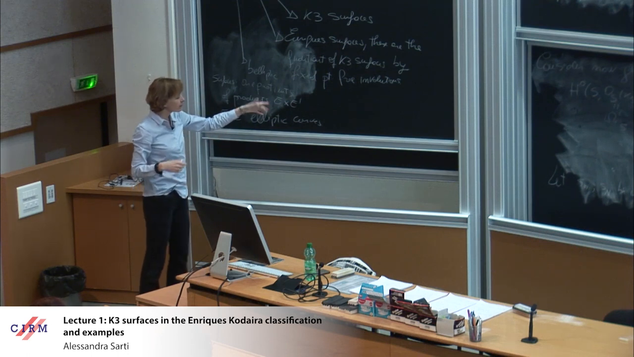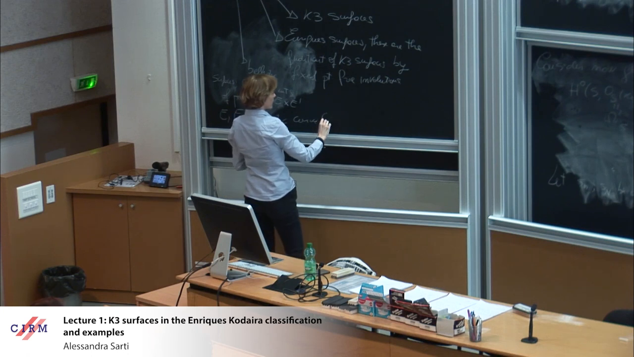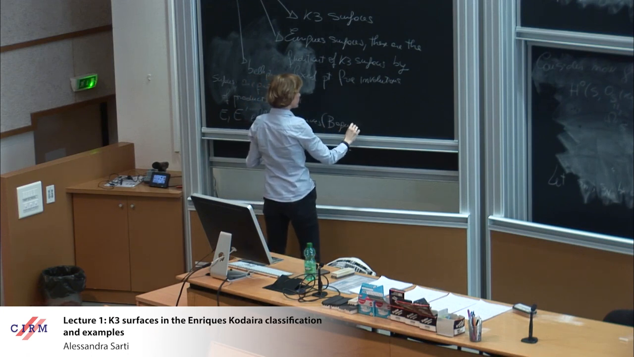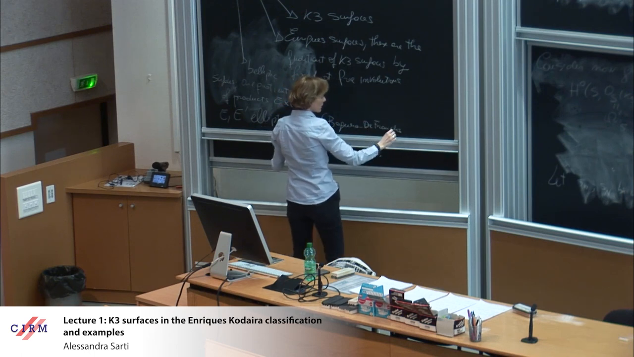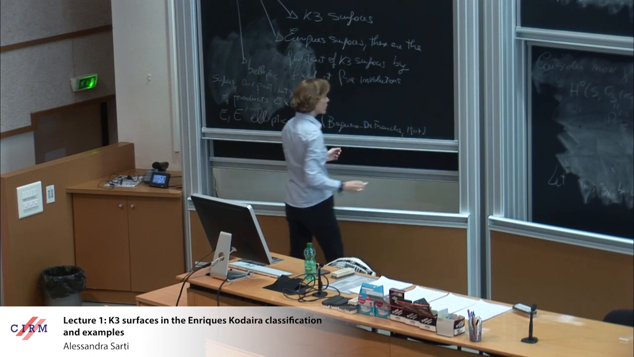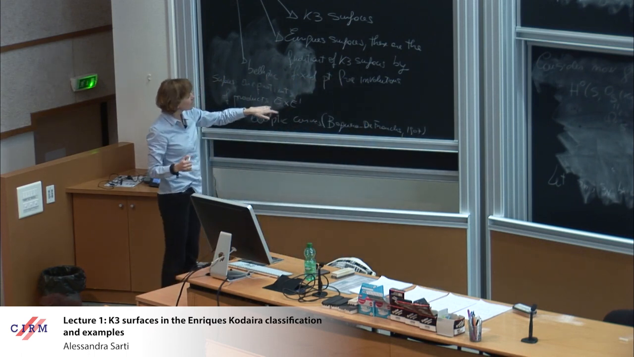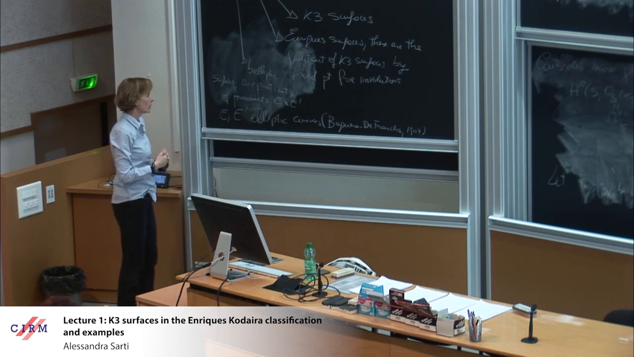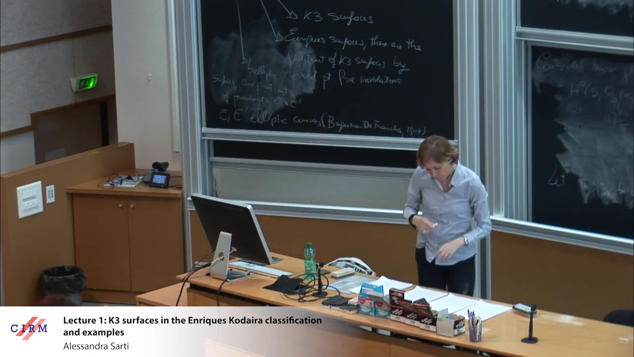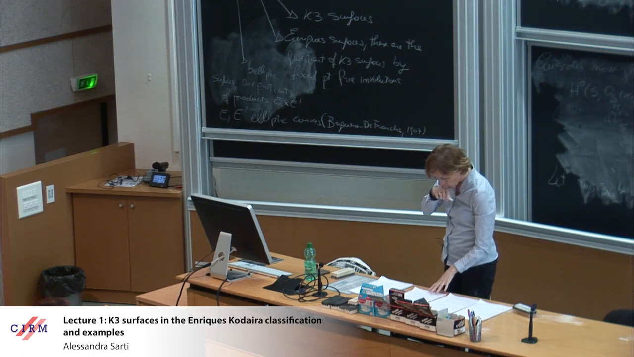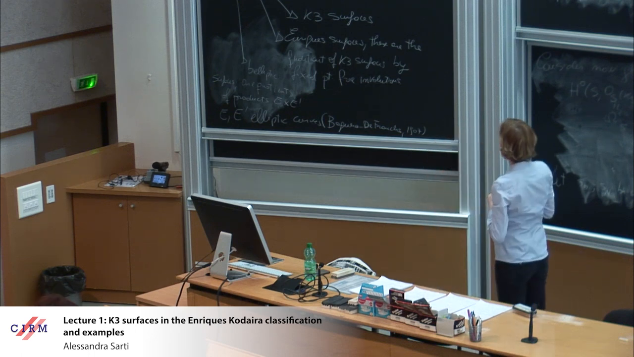Well, these are all classified, that's Bagnera-de Franchis, think 1907. So these are classified. For example, how does such a quotient look? You have a finite group acting on one curve that acts by translation on the other one. And then you take the quotient, here must be P1, and that gives you some kind of bielliptic surface. Okay, so that's all for Kodaira dimension 0.